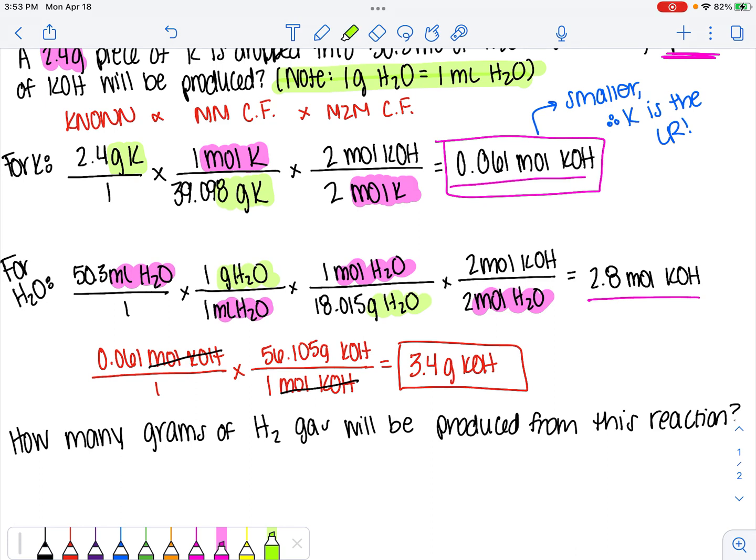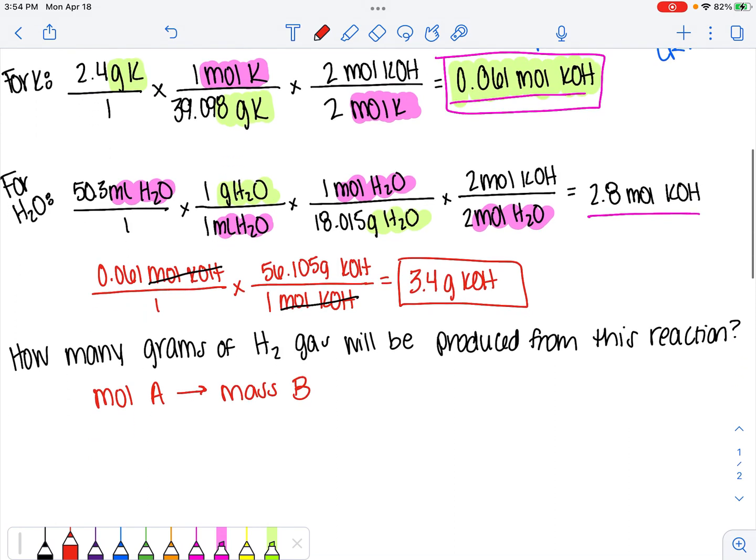Notice, you know how many moles of potassium hydroxide you're going to get out of this equation. So one possible route you could take is to go from moles of potassium hydroxide to mass of hydrogen gas. If you go from moles of substance A to mass of substance B on your mole map, this requires 2 conversion factors. You're going to do a mole to mole and then a molar mass. This is option 1, route 1 on your mole map.